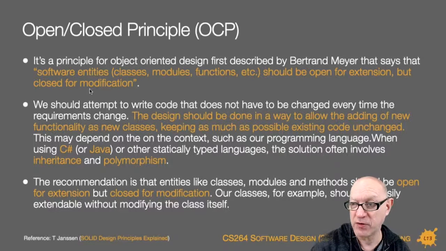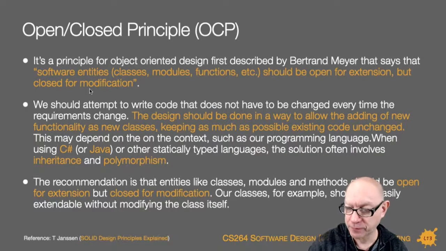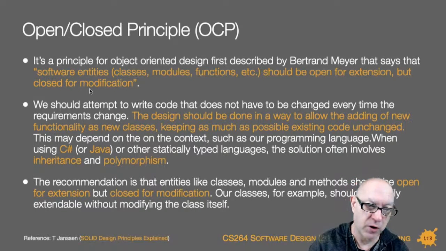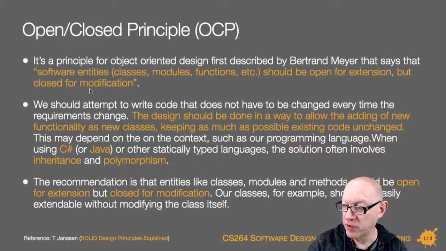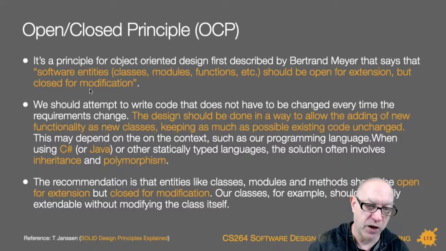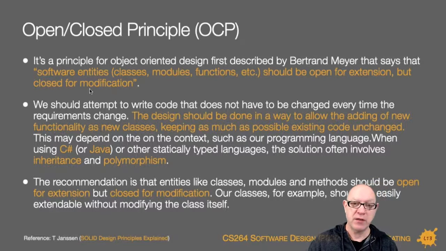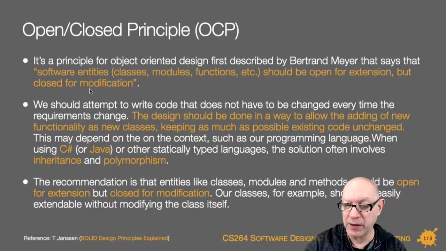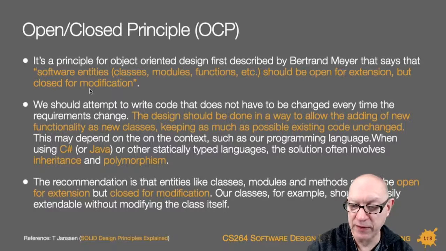And so you know about this kind of stuff already. You've seen subclasses and all that kind of stuff. So this may depend on the context, such as our programming language. When we're using C# or Java or other statically typed languages, the solution often involves using inheritance or polymorphism. And that's why we did that stuff last time in the last lecture on the UML.